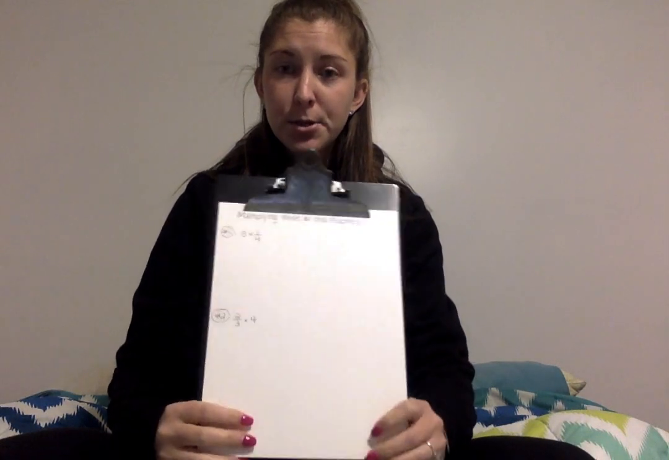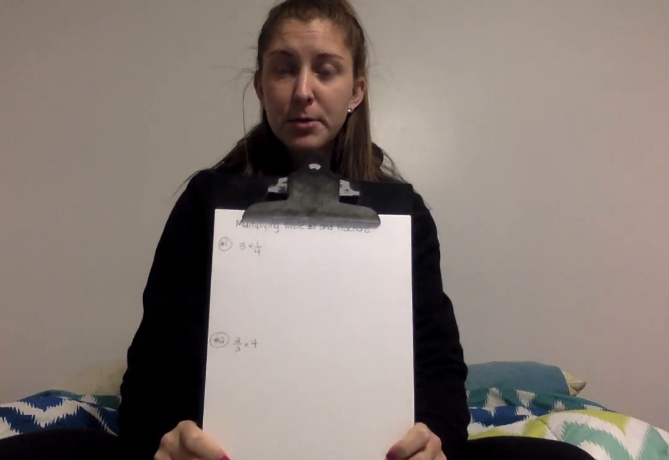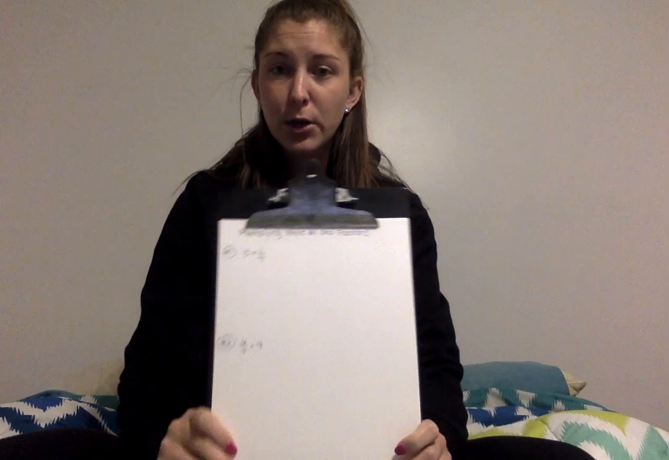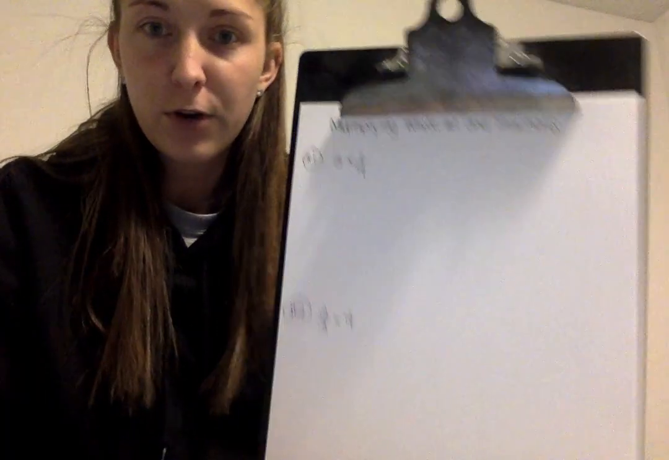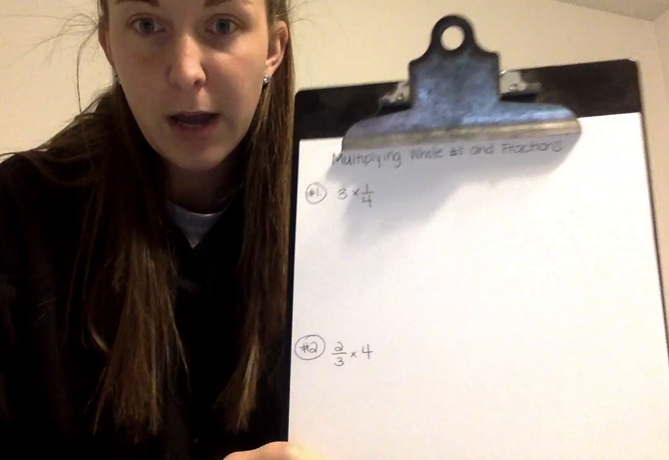We are here to talk about multiplying whole numbers, fractions, and mixed numbers. So I have a couple examples here that we're going to go through just as a quick review. The first one is 3 times 1/4. So when we are multiplying whole numbers and fractions, there's a couple different things that we have to do.